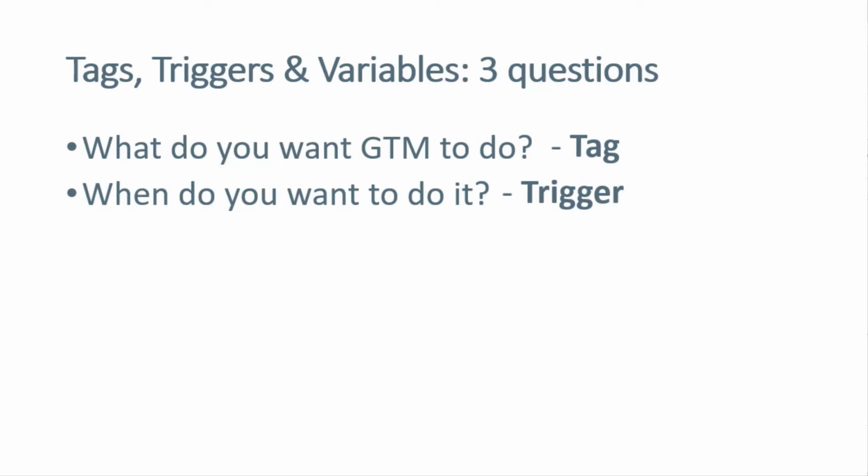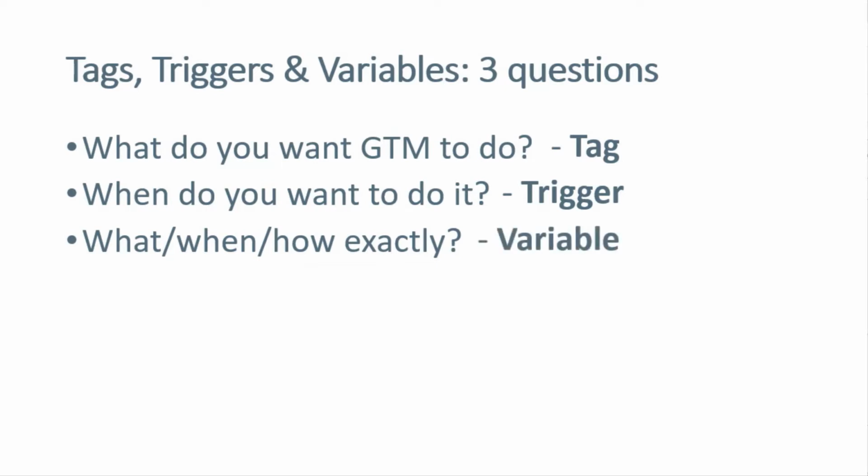And then the last question is what, when, or how exactly. So if you want to be more specific, that's where variables come in. For example, if you want to fire your tag on a page view, the question is, do you want to fire on all page views or do you want to fire on a specific page view? So if, for example, you want to fire only on one specific page, then the page address is the variable, because you want to fire your tag only when a trigger is page view and the variable is, let's say, page URL contains thank you or order successful or something else.